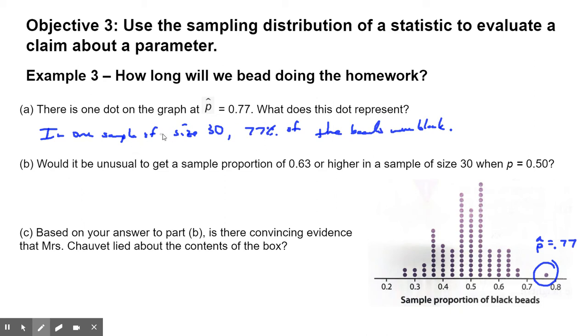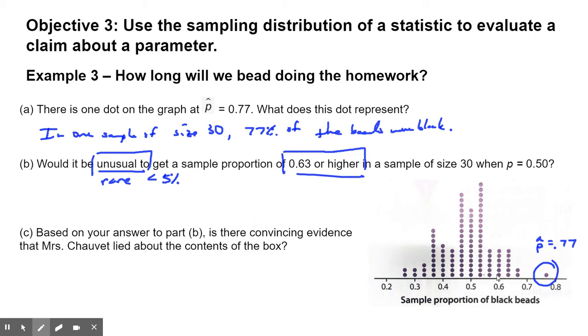All right, B, would it be unusual to get a sample proportion of 0.63 or higher in a sample size of 30 when p equals 0.5? So this word unusual also means rare. And remember what rare means? Rare means in this class less than 5%. How often do we get a proportion of 0.63 or higher? Is it less than 5% of the time? If it is, then it's unusual. If it's more than 5% of the time, then it's not unusual.